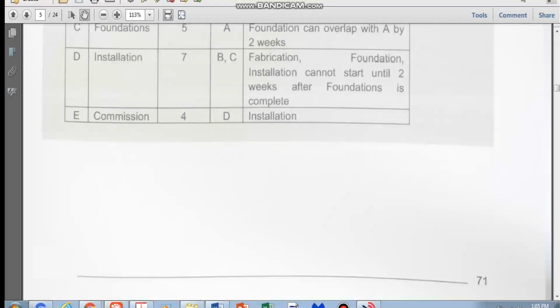So with that very simple example, we already know how to do AON.